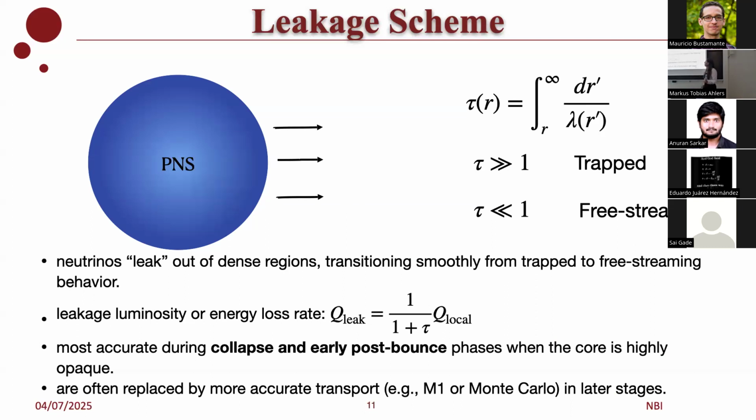This scheme can work very accurately if we are dealing with, for example, early collapse phase or early post-bounce phase, where our core is highly opaque. And typically what happens is that we turn on this leakage scheme during the collapse phase, and soon after the bounce phase, we try to switch to something more advanced like a moment scheme that I will discuss later.